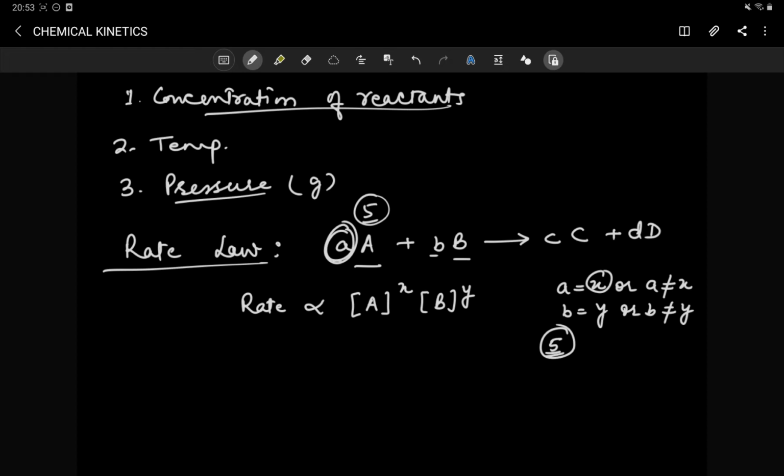Rate law is the expression where rate of reaction is expressed in terms of reactants, each raised to power the stoichiometric coefficient on which the rate of reaction actually depends. Those stoichiometric coefficients may be equal to the coefficients in the balanced chemical equation or may not be.